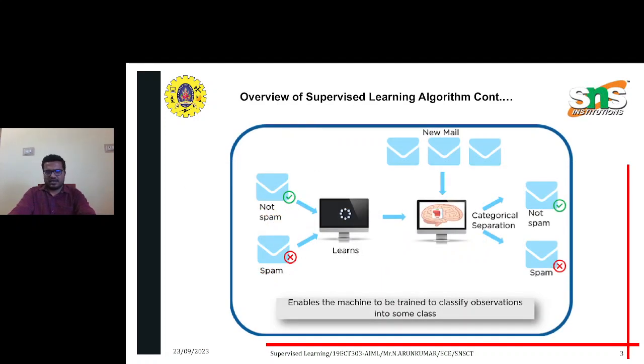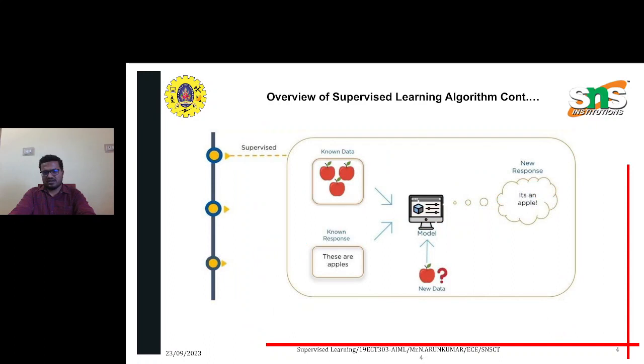The next example is email. Initially, we give two options to the machine, not spam or spam. After that, it can conclude by checking all the mails, and then it shows the correct answer, not spam or spam. The machine has already been trained and gives the output as not spam or spam. Like the apple, once we give apple to the concerned machine, it shows it's an apple, because it is already trained, so the output will be right.